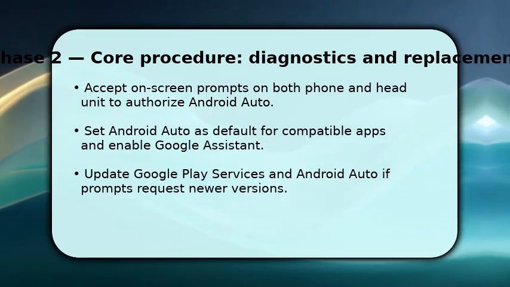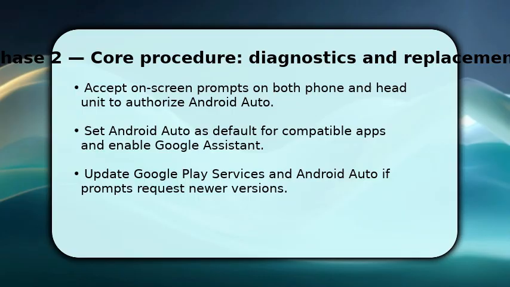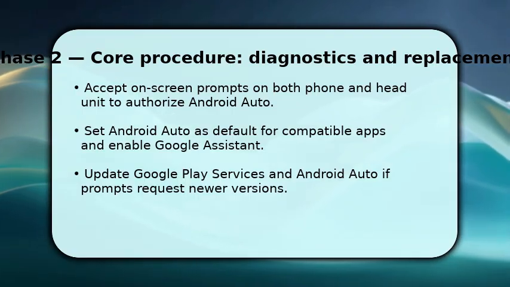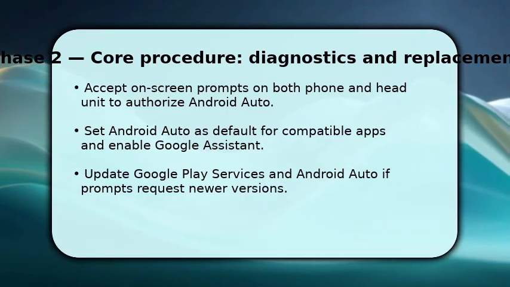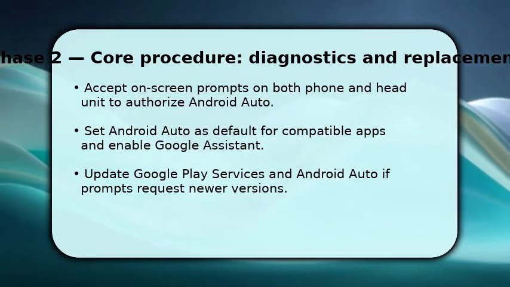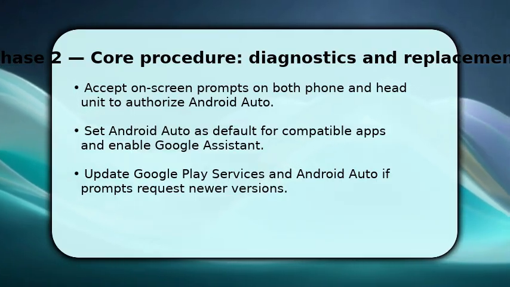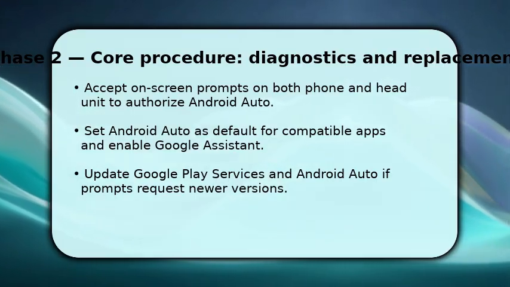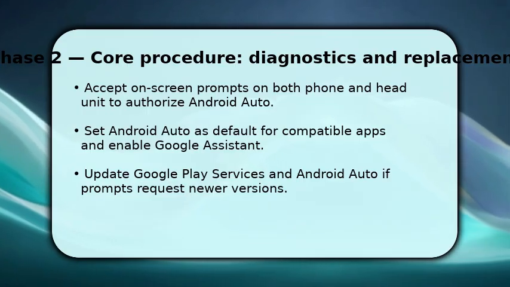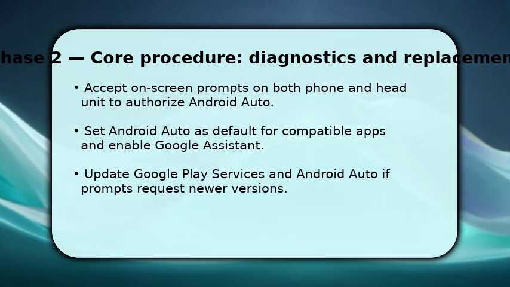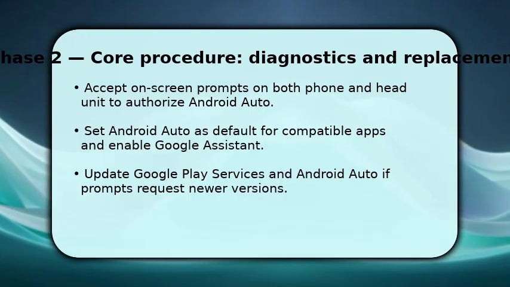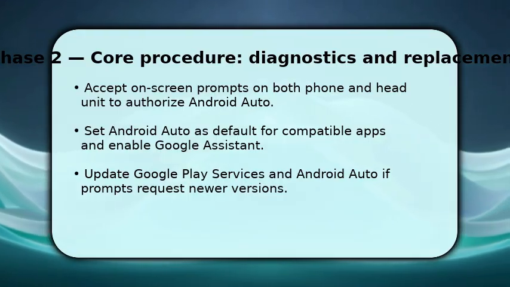You need to authorize apps and set Android Auto as the default handler for navigation and media. This reduces future prompts. Make sure Google Assistant access is enabled so you can use voice commands while driving. If the phone asks to update Google Play services or Android Auto, install those updates now. Outdated services often block full functionality and cause intermittent disconnects.